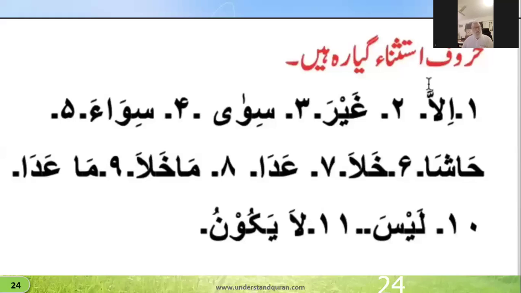Then for the Badal identification, these 11 words are there. They give you an idea that they are the mustasna of this category. And then comes the atf. Atf has fixed 10 words or letters. If they are coming, they are the atf. Just like wow, aw, summa, fa, kal, hatta. I showed you, I think.